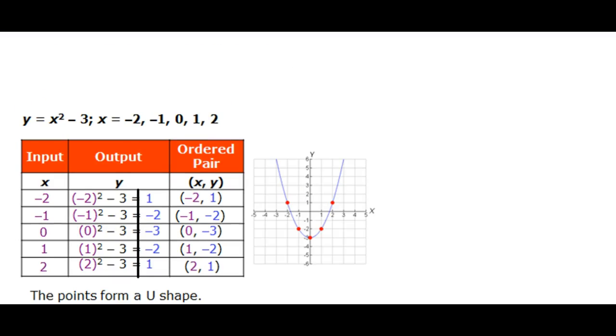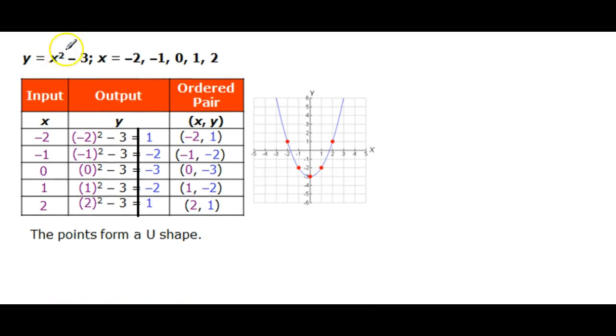Let's look at this one. This equation looks a little different. It has an x squared in it. So I put this in. Now you'll notice when you substitute this in for the x, it automatically goes in parentheses. So -2 squared is 4, minus 3 is 1. -1 squared is 1, minus 3 is -2. See how these points are generated? When you plot these, I see a different shape. This is more of a U shape.